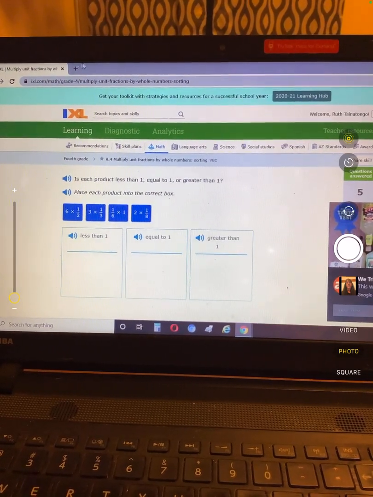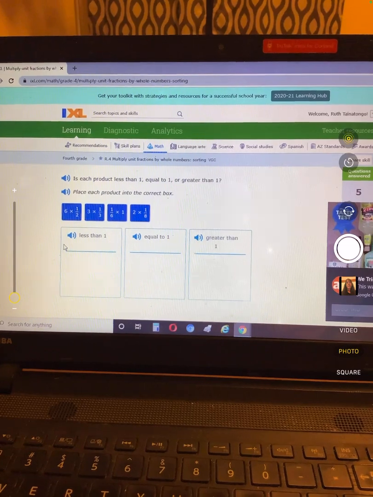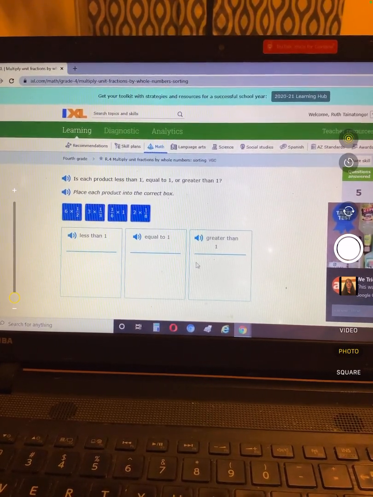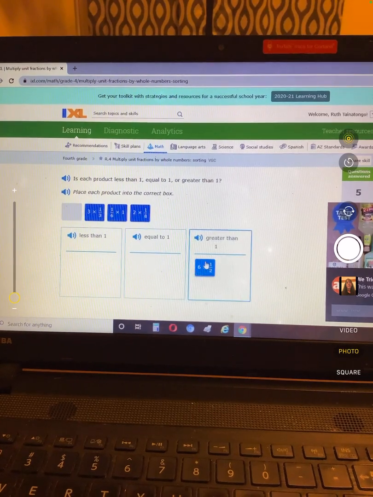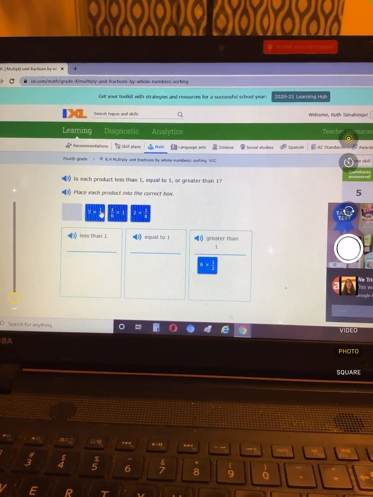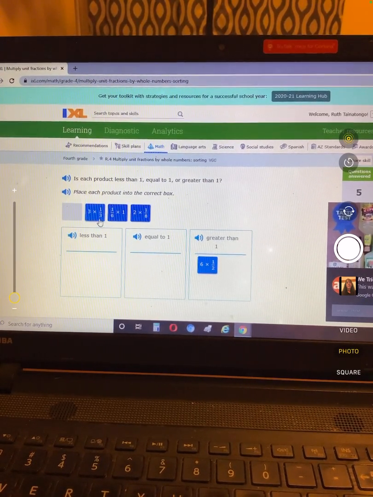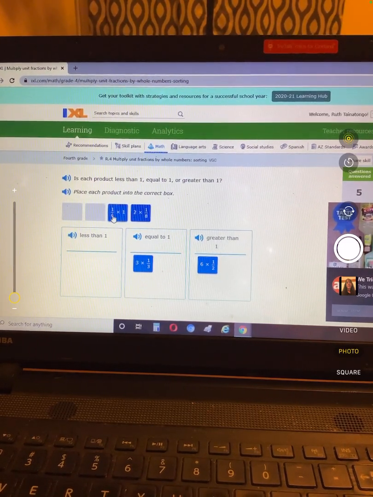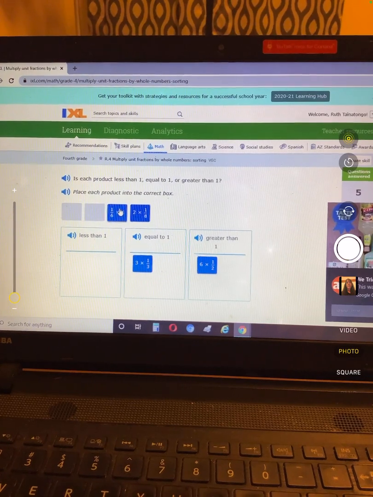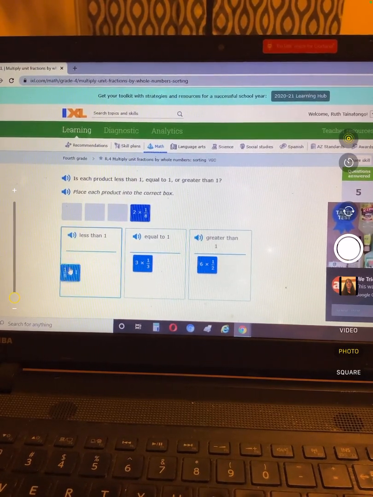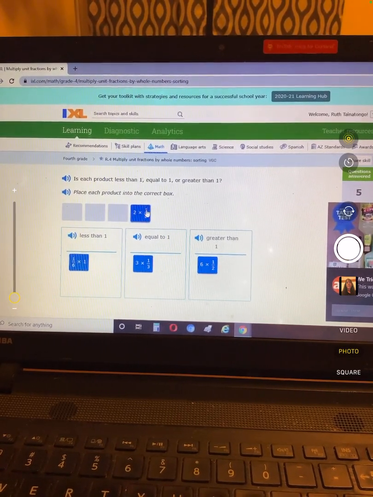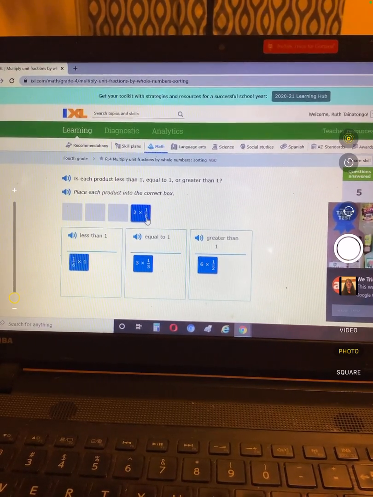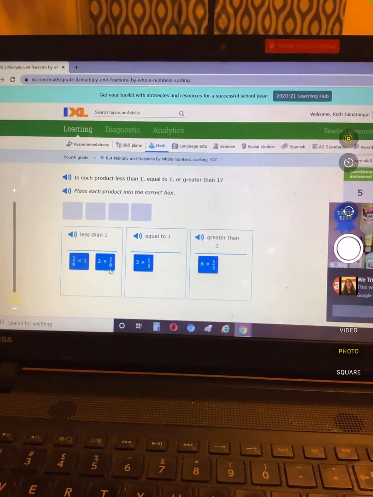We put the 6 on top of the 2. 6 halves. 6 is bigger than 2, so it's going to go over here. Put the 3 on top. 3/3. 3 and 3 are the same, so they equal 1. Put the 1 on top. 1/6. 1 is less than 6, so it's less than 1. 2 goes on top of the 8. 2 is less than 8, so it goes less than 1.